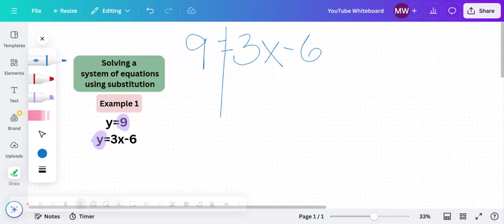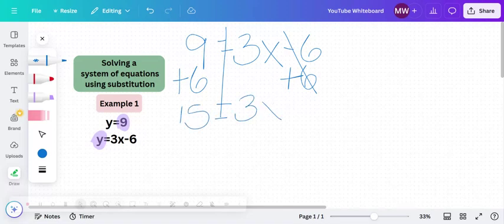Now I can just solve for x. So the first thing I'm going to do is move my minus 6 to the other side of the equation by adding 6. That will help me cancel it out. So now I have 9 plus 6 is 15, and I'm left with 15 equals 3x. My last step is going to be to divide by 3 on both sides. So I will get 5 equals x.